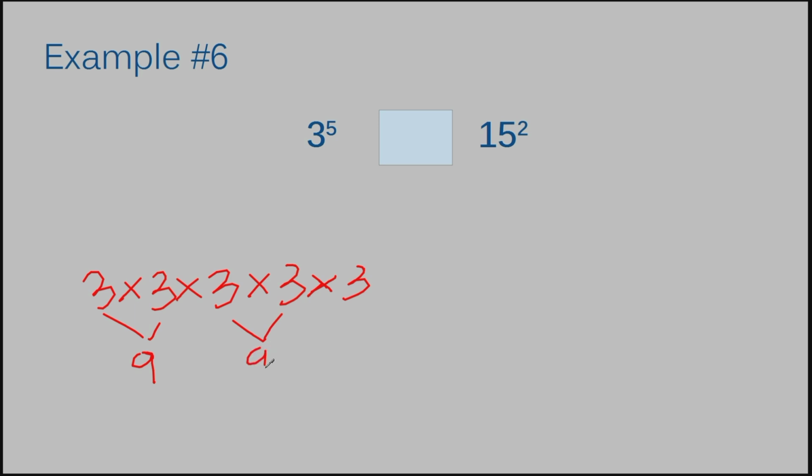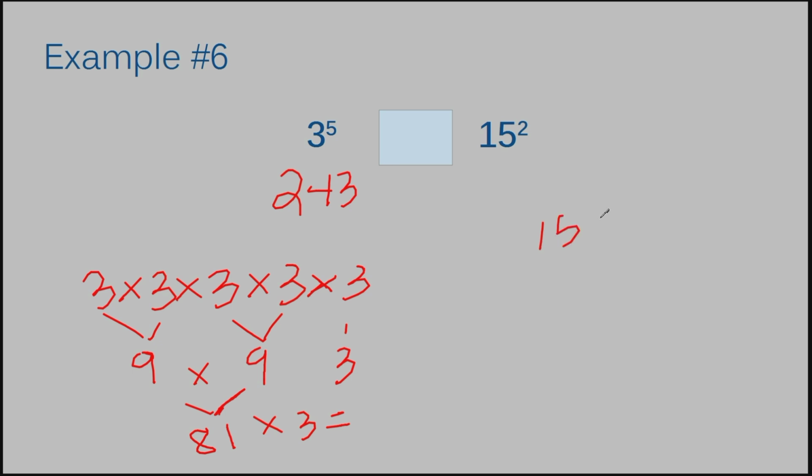Example number 6. I have the exact same situation. I need to solve an inequality and put a less than, greater than, or equal to sign inside my box. I have 3 to the 5th power. So this side, we have 3 times 3 times 3. And remember, we need to have 5 threes. So, 3 times 3 is 9. 3 times 3 here is 9. And then here's the last 3. I'm just going to bring it down. So all of these are going to get multiplied together. 9 times 9 is 81. And then 81 times 3 is 243.